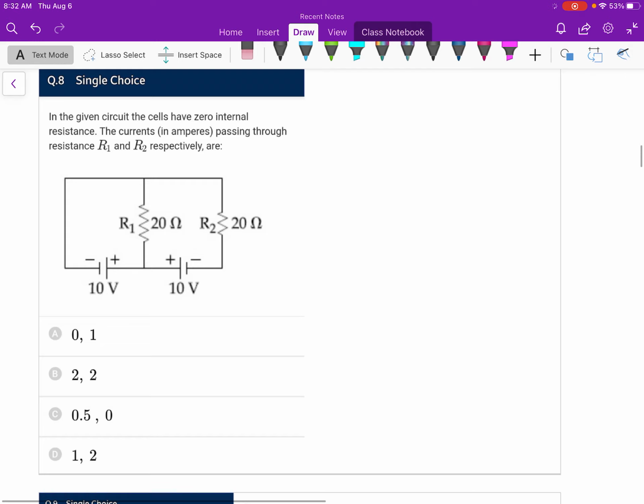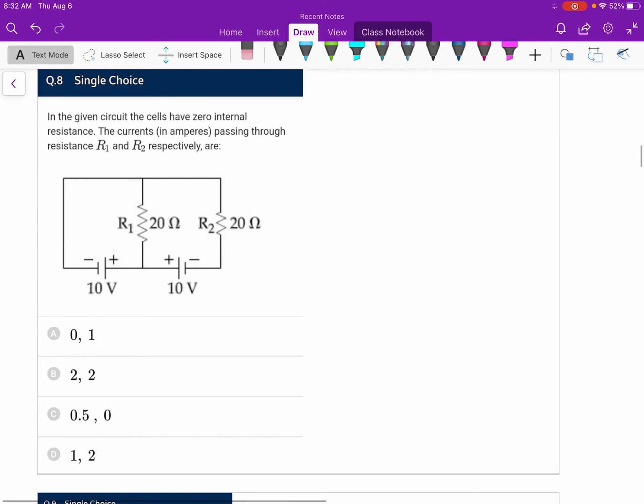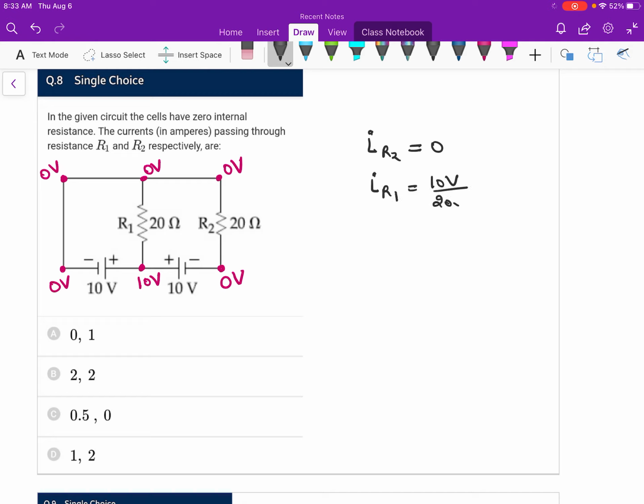In the given circuit, the cells have zero internal resistance, the current passing through. So let's mark the voltage. Let's take 0 volt at rightmost bottom. So at this point, this is 10 volt. At this point, this is 0 volt. So at this point, this is 0 volt, 0 volt, and 0 volt. So current through resistance 2 is 0, as potential difference across it is 0, and current through resistance R1, potential difference is 10 volt and resistance is 20 ohm. So this is 0.5 ampere.